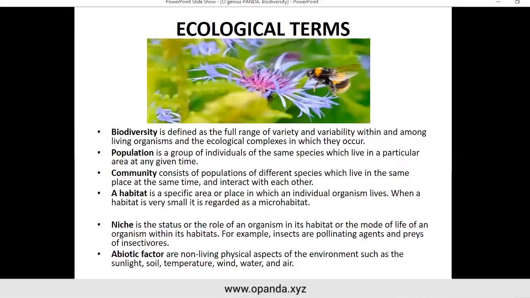A habitat is a specific area where those populations, those communities live. When the habitat is very small, it is a micro habitat. Then what is a niche? This is the status or the role of an organism in its habitat. We all know that all of us have a function, we have a role to accomplish in the areas in which we live.